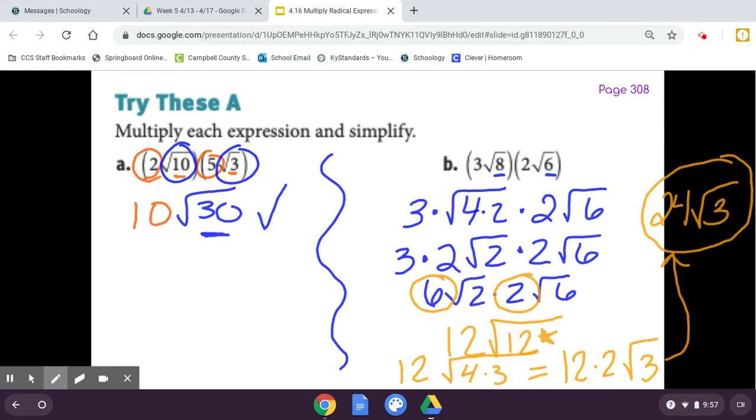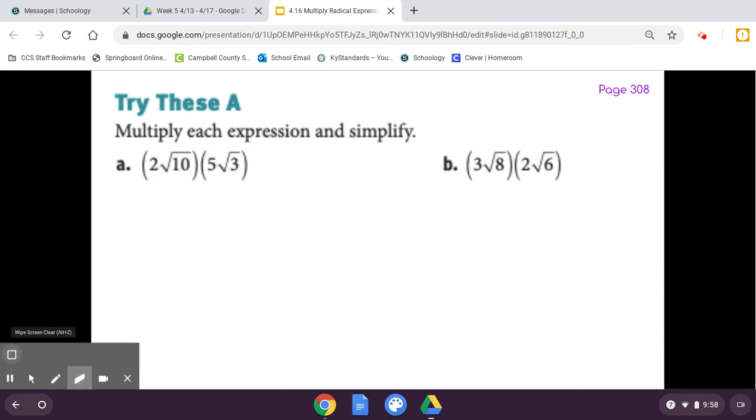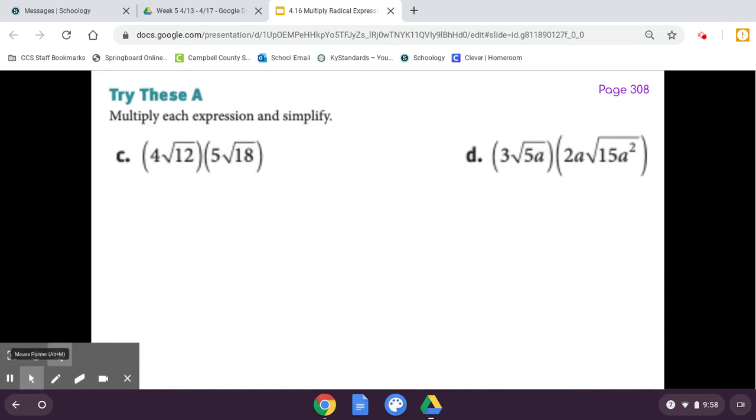So some of these might take longer than others, but just keep on following your notes and write things down, and I know you guys will be successful. All right, so let's continue on here. So we're continuing to be on page 308. These are our last two examples we're going to be working on today.